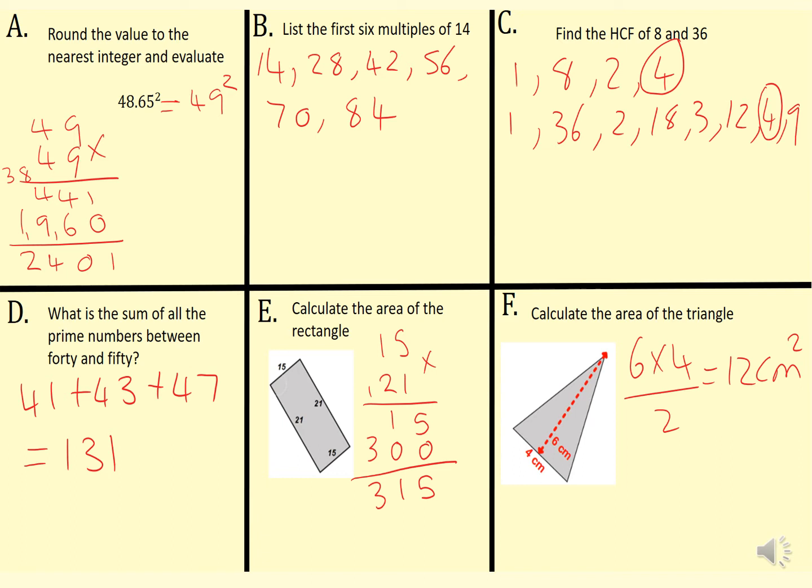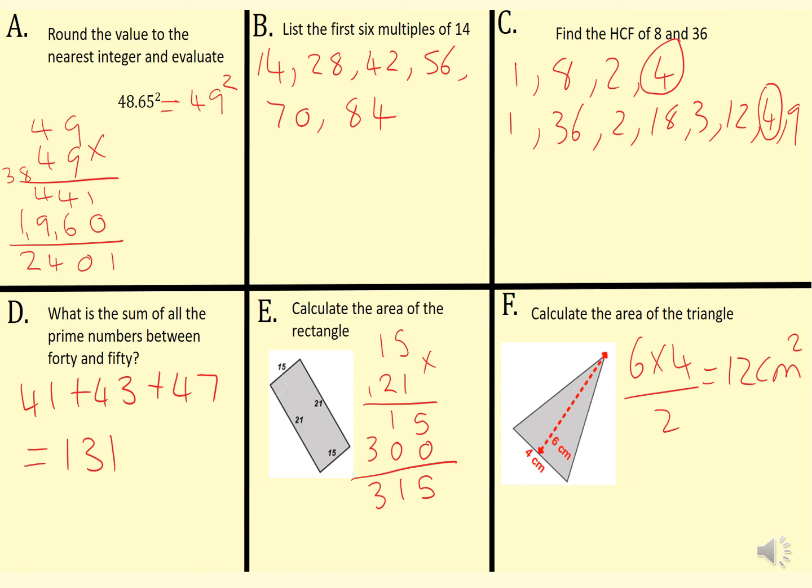For the second question, you are listing the first 6 multiples of 14, which means 14 times 1, 14 times 2, 14 times 3, and so on. You need to carry on until you get 14 times 6, which is 84.